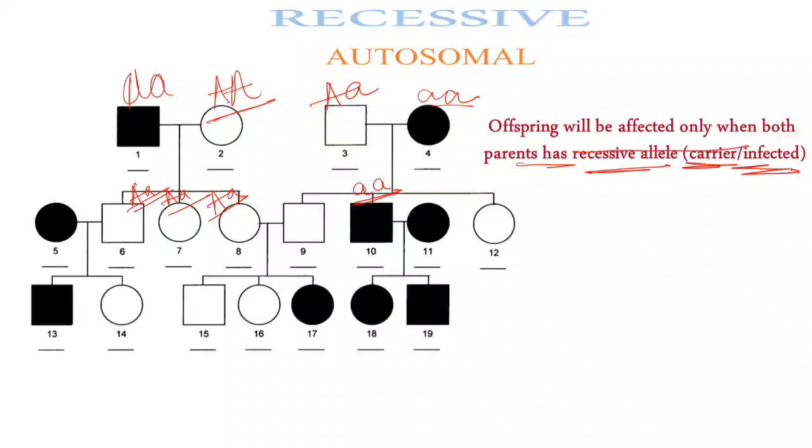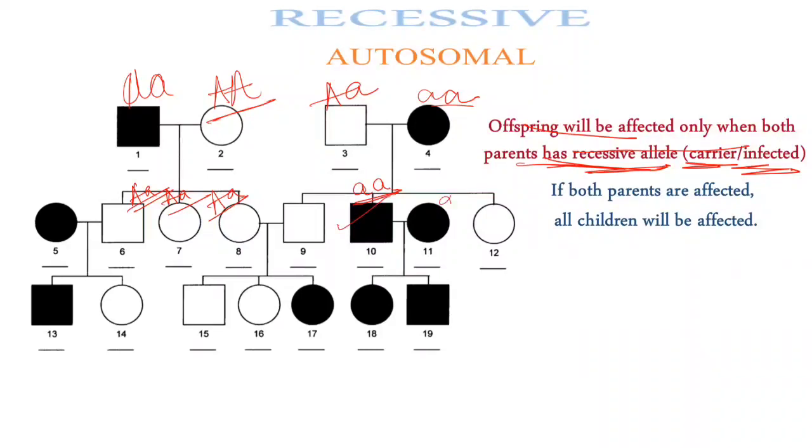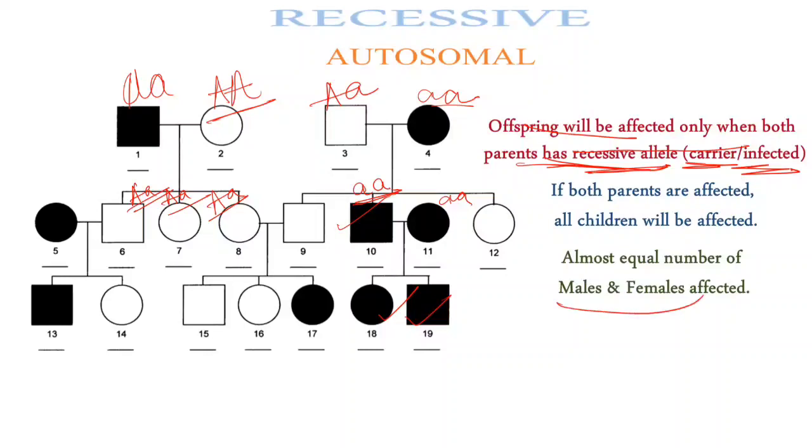Why is it so? Because they all became heterozygous. So if the children have to be affected, then both the parents must be carriers or they must be affected, either case. And if both parents are affected, all children are affected. Like here you can see, if both parents are affected, then all children will be affected. An almost equal number of males and females will be affected because it is not sex-linked, it is autosomal. So there is no difference of XX and XY. Both will contain aa, so males and females will be affected in equal amounts.